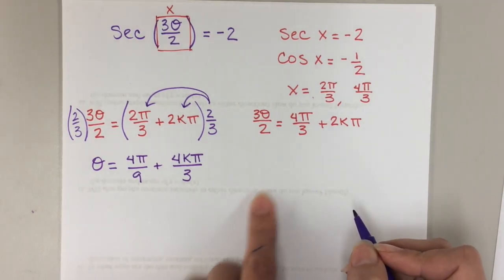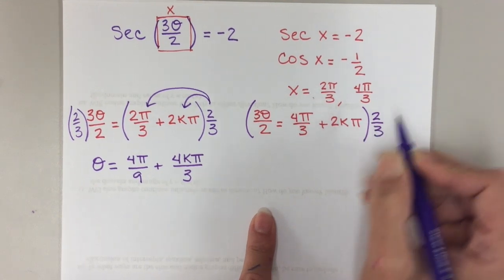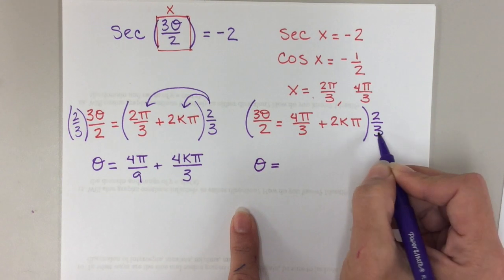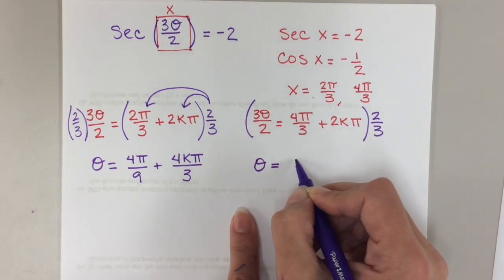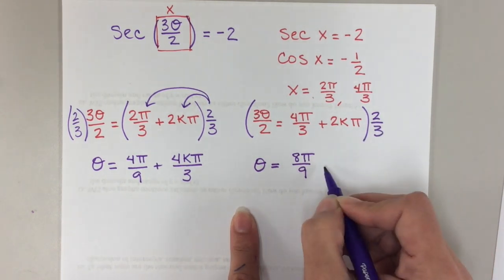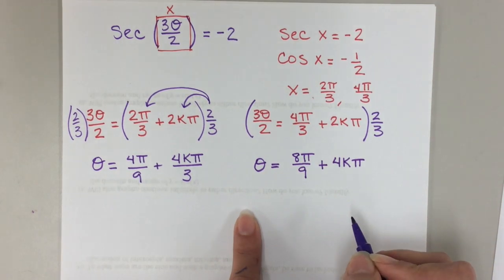And then let's do the same thing over here. Multiply the whole thing by 2/3. So 2/3 times here gives us theta. 2/3 times here gives us 8 pi over 9. And 2/3 times here gives us plus 4k pi.